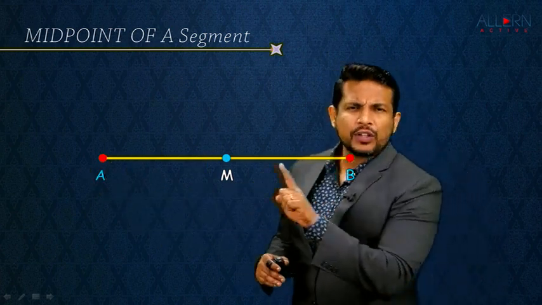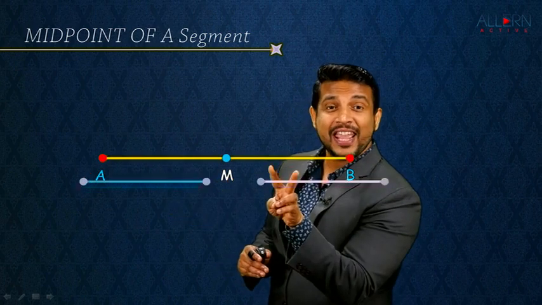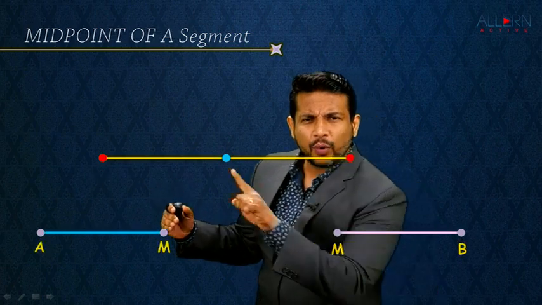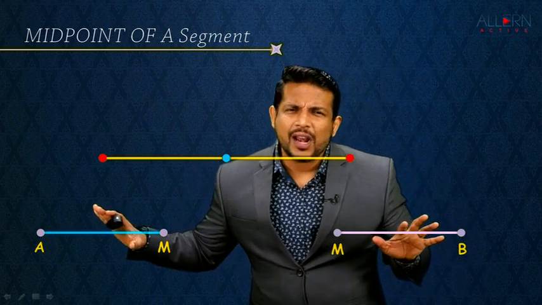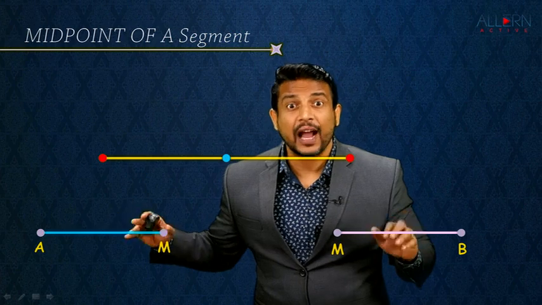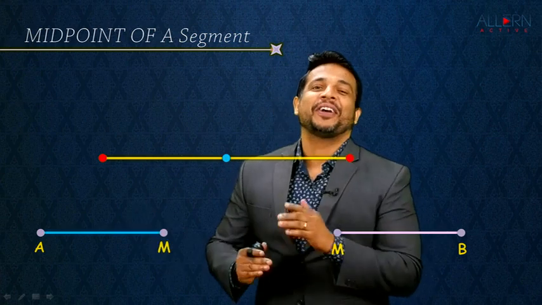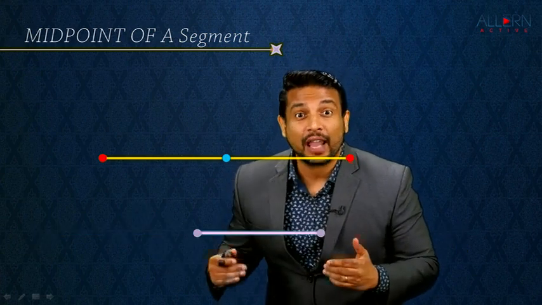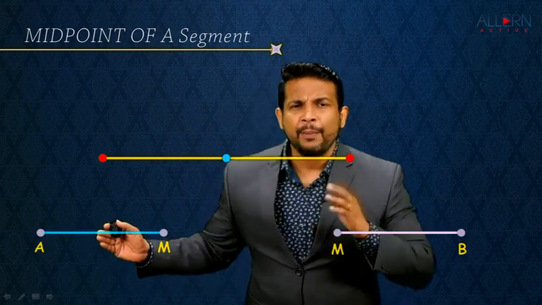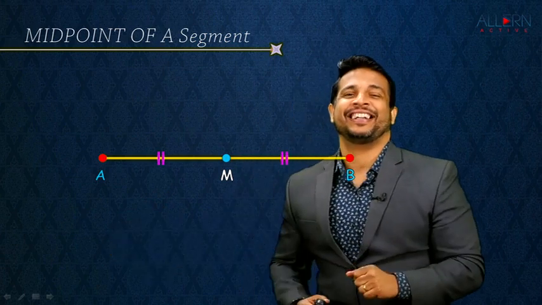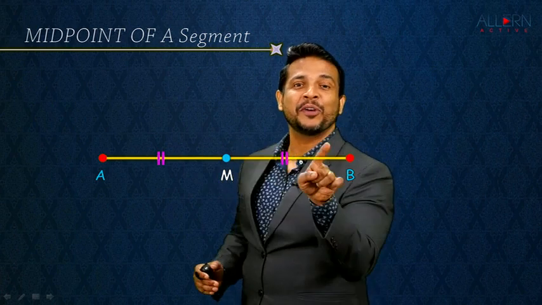Because of this point, we have two segments formed here, right? One is AM, the other one is MB. So I'm just taking it out. This is AM. This is MB. My question to you is, are they congruent? That means, are they of equal length? You will look at it and say yes. Not by looking, just overlap it. Does it exactly coincide? Yes, it does. That means the length of AM and the length of MB are equal. And in such a case, we say that M is the midpoint of segment AB.